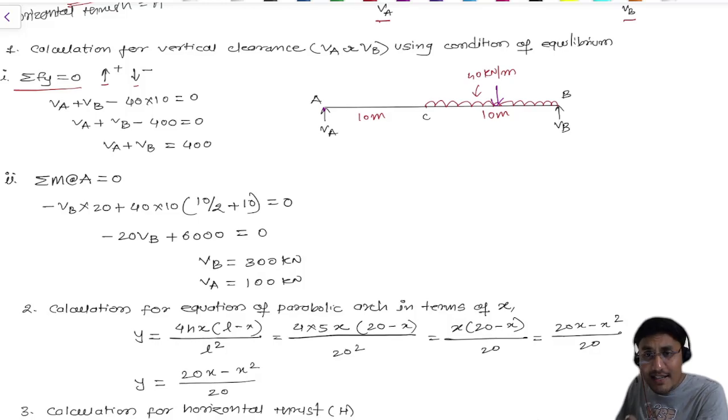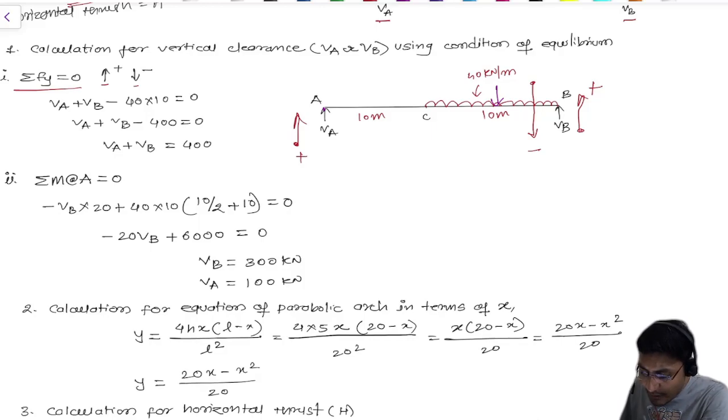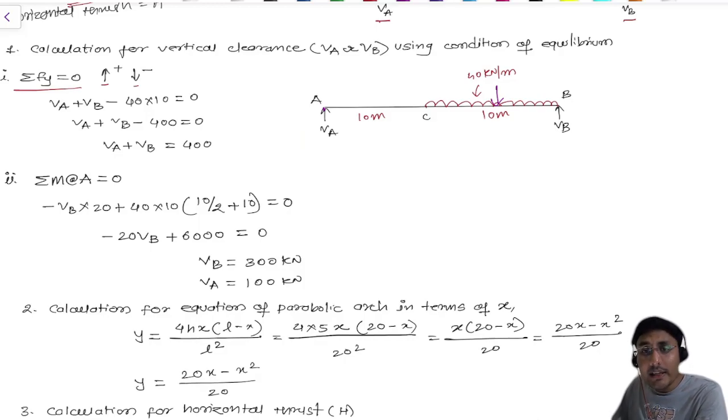As I said, the forces going from top to bottom are in a positive sign, and the forces coming from bottom to top are in a negative sign. VA is going from bottom to top, so it is positive. VB is going from bottom to top, so it is positive. But the UDL is coming from top to bottom, which is in the negative sign. So you need to understand the sign representation. It is VA plus VB minus 40 into 10.